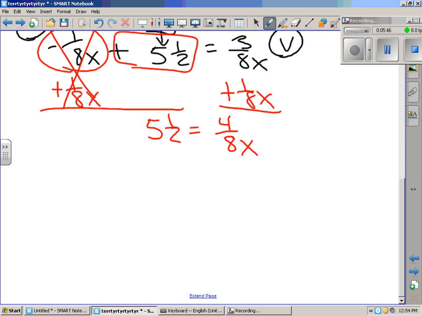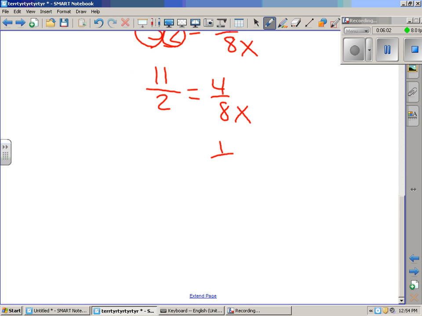At this point, we want to change the 5 1/2 to an improper fraction. So we take 5, we multiply it by 2 and get 10. Add 1, we get 11 halves. And this 4/8 reduces to 1/2.